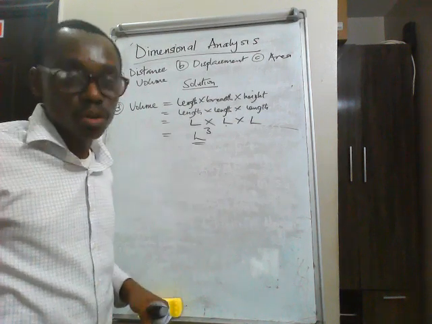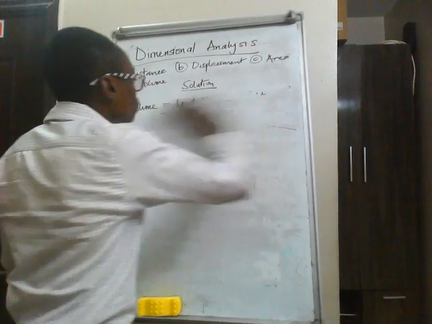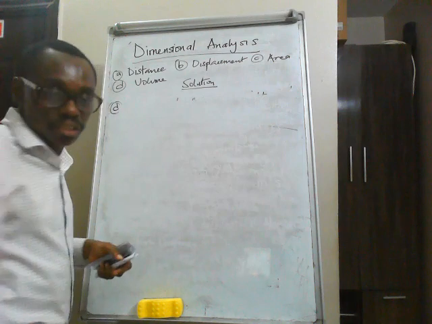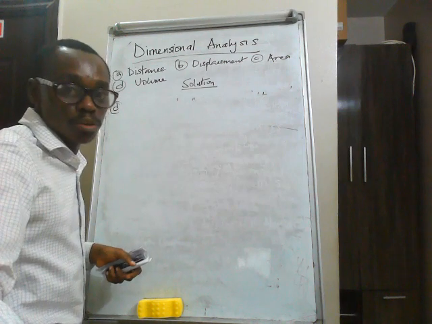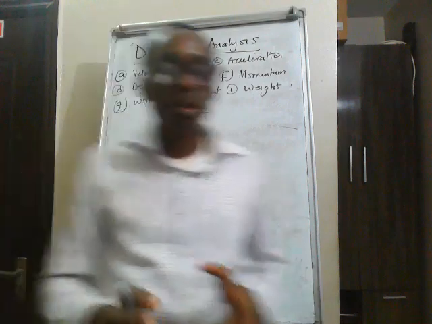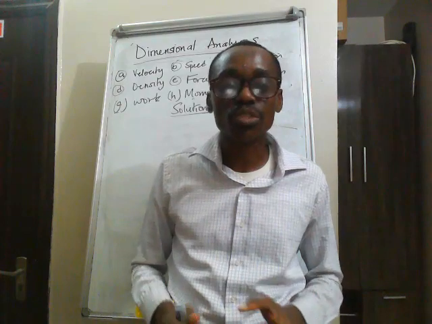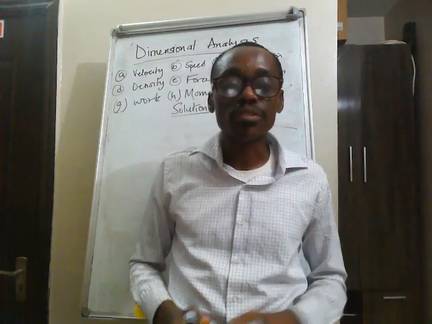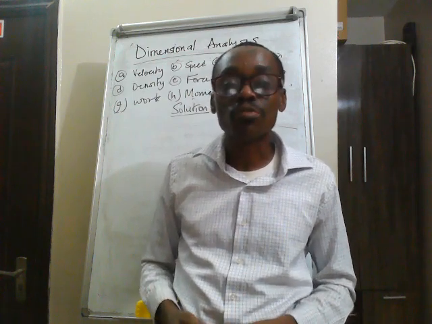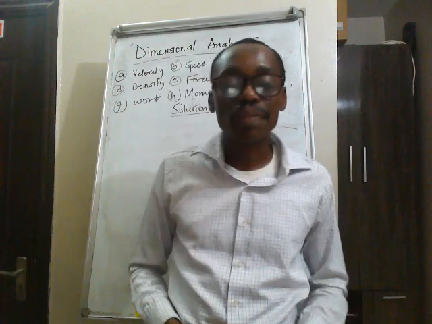So we're going to march on right now. Next, we are going to find the dimensions of more complex physical quantities. We've done some very easy ones. So the next one we're looking at is the dimension of velocity.